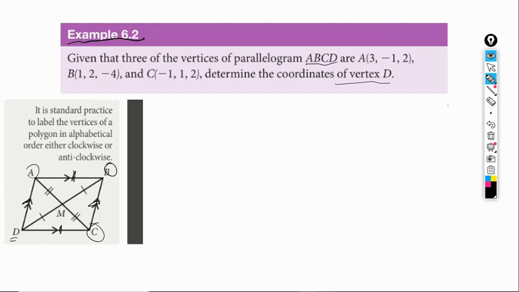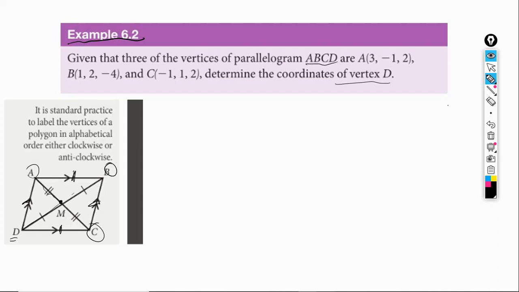Now, the interesting thing is that if you draw these diagonals, the diagonals are going to meet exactly at the midpoint. So M is the midpoint between A and C and D and B. So we're going to use this fact to find the coordinates of vertex D. So first of all, let's find the midpoint.